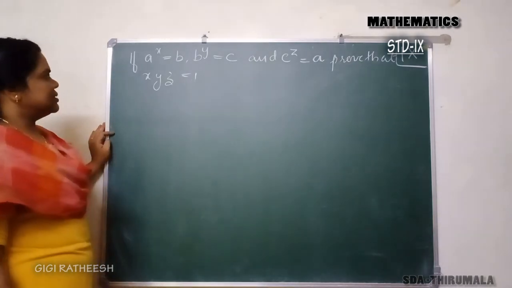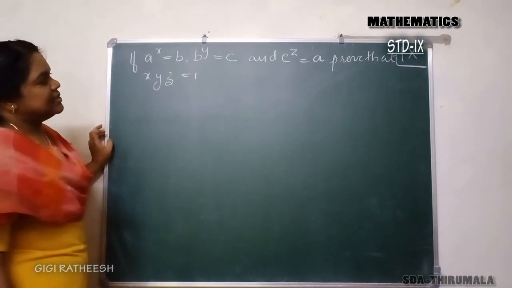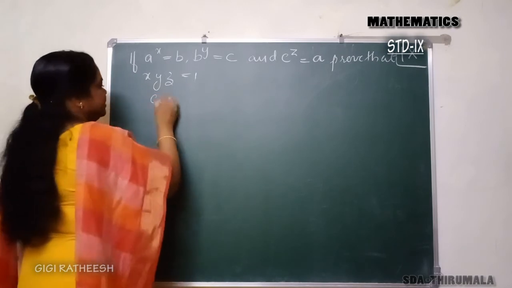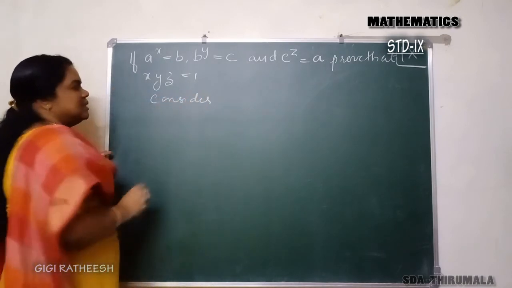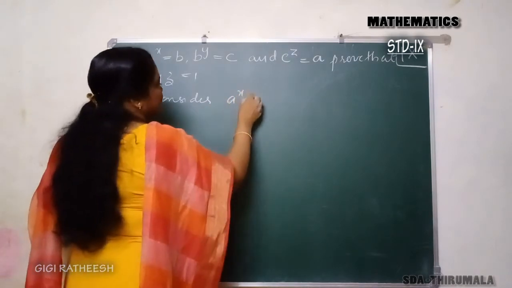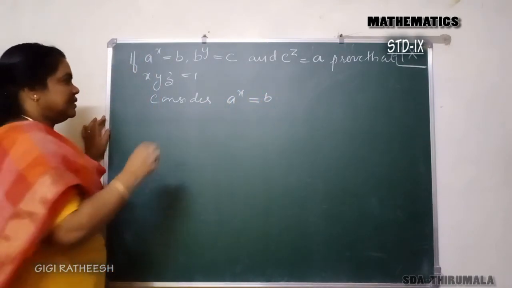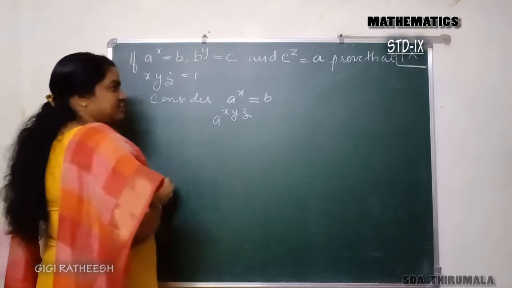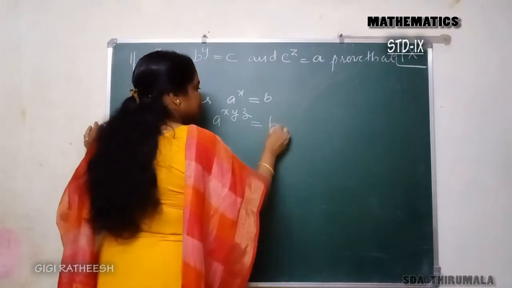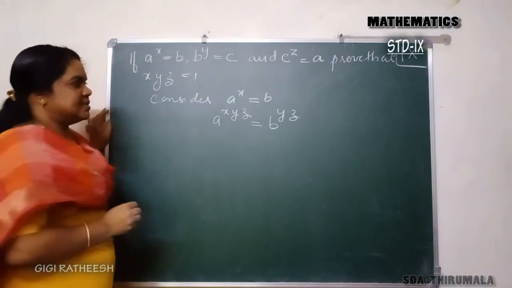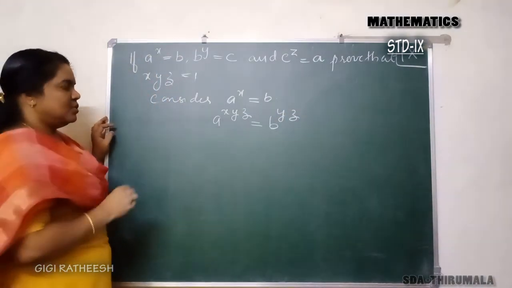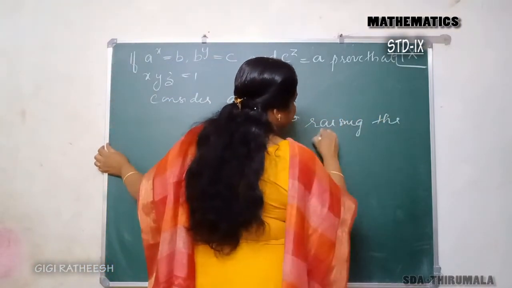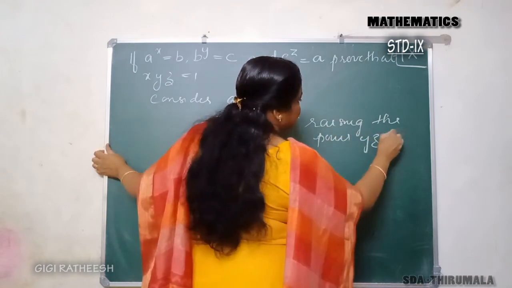Next question: if a raised to x is equal to b, b raised to y is equal to c, and c raised to z is equal to a, prove that xyz is equal to 1. First consider a raised to x is equal to b. Then a raised to xyz, that is a raised to xy is equal to b raised to yz. How? By raising the power yz on both sides.